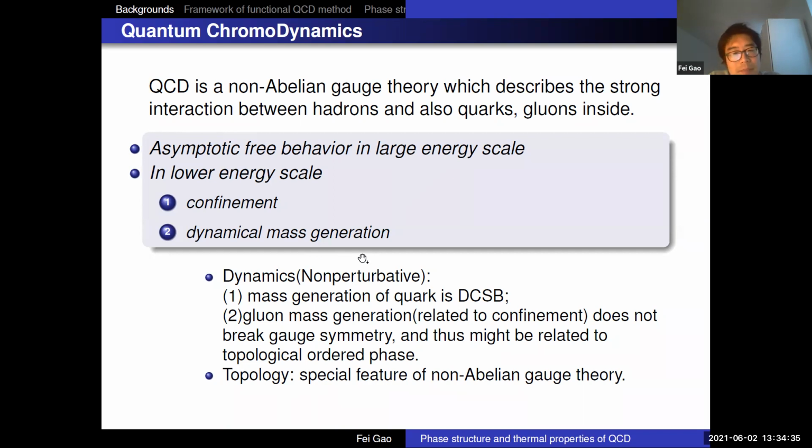So the dynamical mass generation is mainly about the non-perturbative dynamics. The non-perturbative dynamics is usually related to strong coupling, but essentially it means that beyond the perturbative solution, there is another non-perturbative, non-trivial solution. This non-perturbative dynamics is usually related to some symmetry breaking. For example, the dynamical mass generation of quark is simply a dynamical chiral symmetry breaking. But for gluon mass generation, it's more complicated.